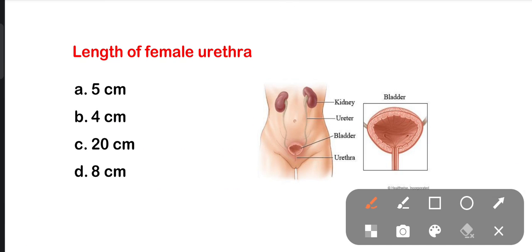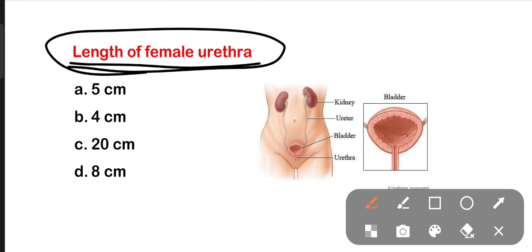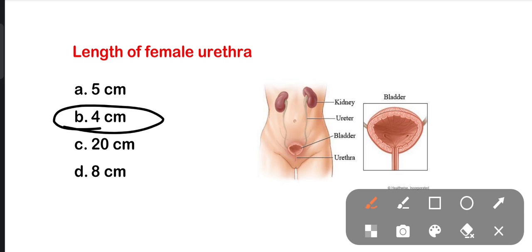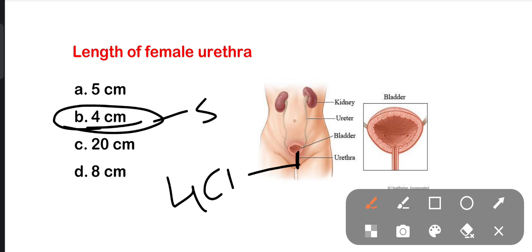The next one is the length of female urethra. So what is the length of female urethra? Options are option A 5 centimeters, option B 4 centimeters, option C 20 centimeters, option D 8 centimeters. So the right one is the 4 centimeters. So this is the shortest distance. Here we can see from the bladder to vaginal orifice, urethral orifice. This is 4 centimeters.